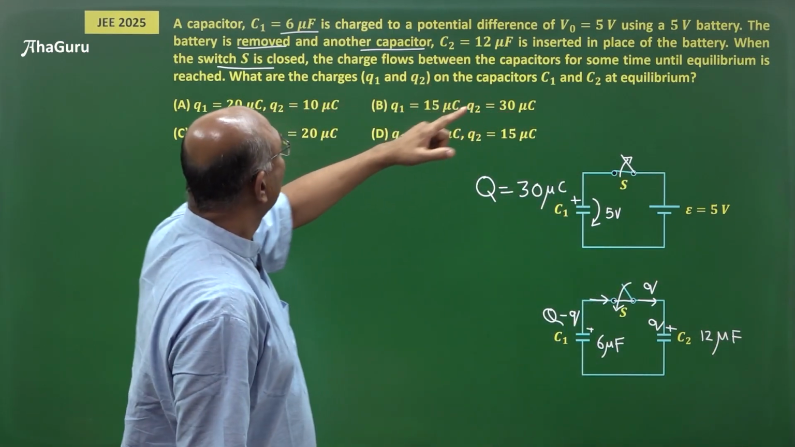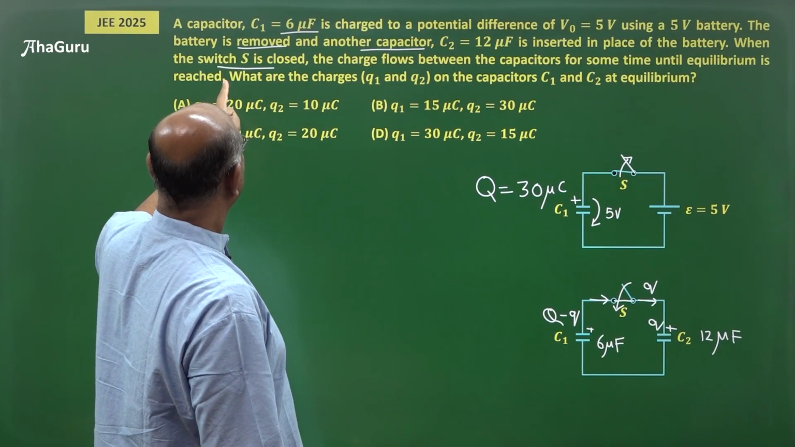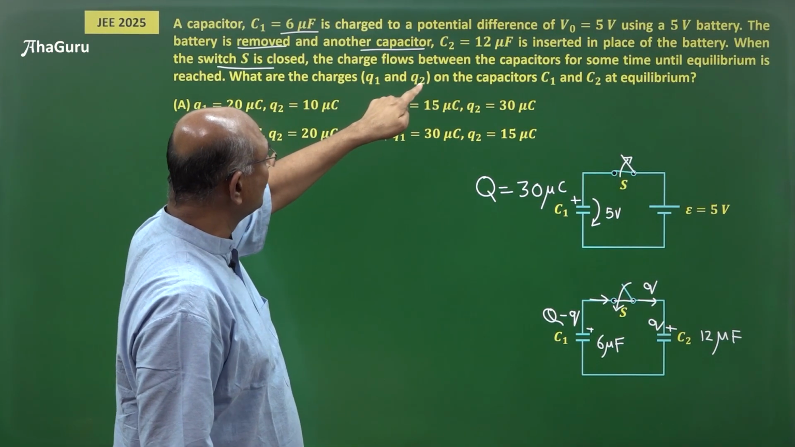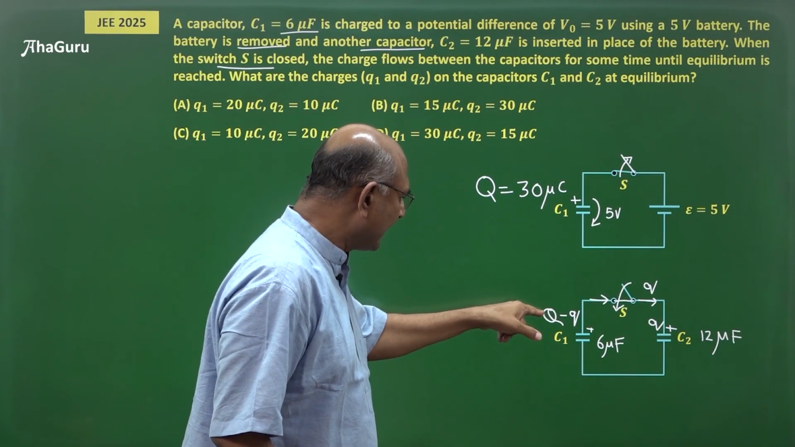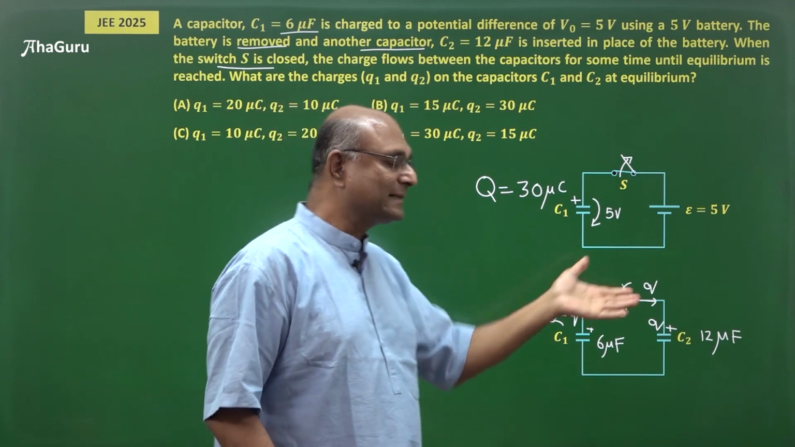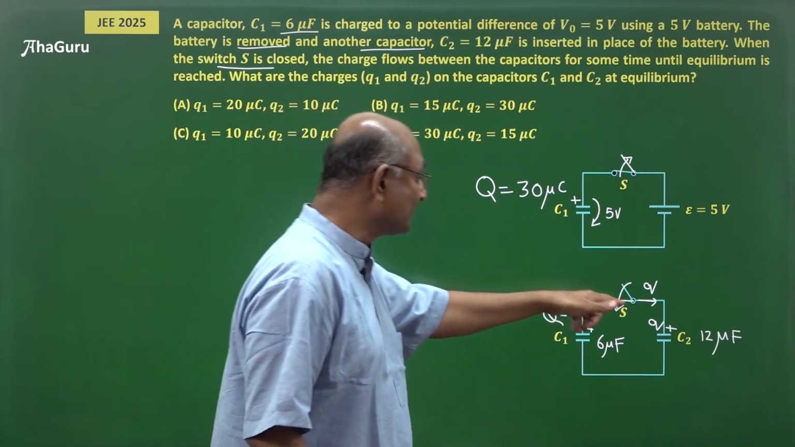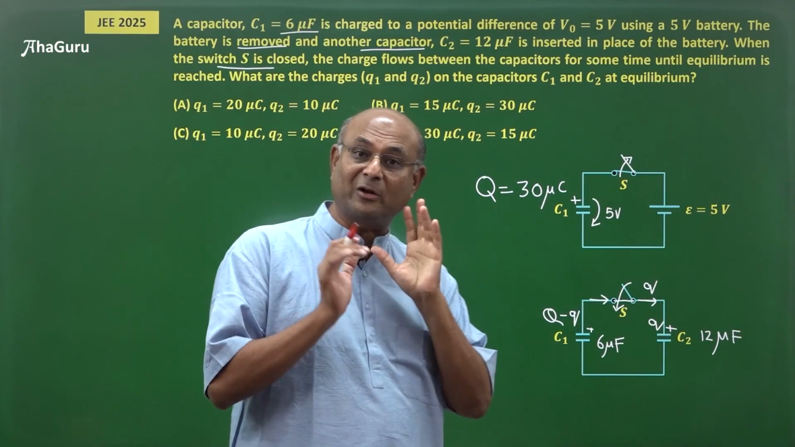Okay. So charge small q flows from here to there. Now what are the charges Q1 and Q2 on the capacitors C1 and C2 at equilibrium? Q1 is capital Q minus small q. Q2 is small q. Basically that is the answer. Of course we don't know what is small q. Capital Q we know it is 30 microcoulomb. So our job is to find small q.